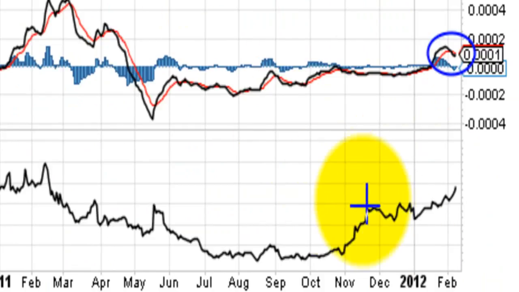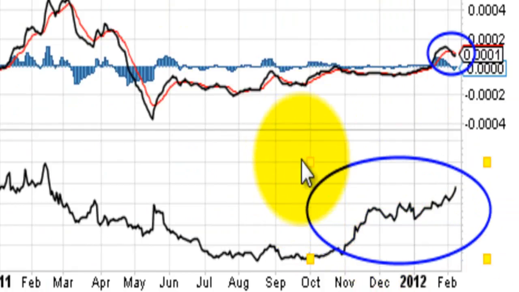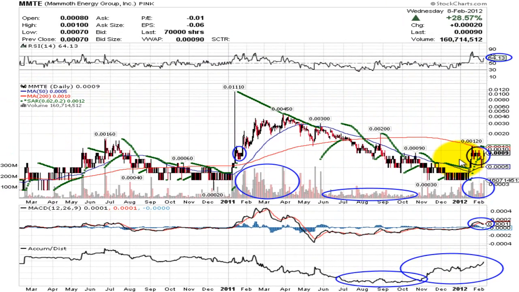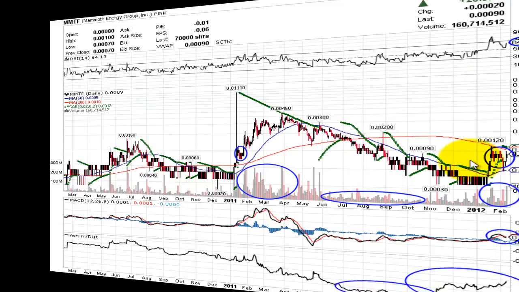Last thing I'm going to point out about MMTE is down here the accumulation. The accumulation continues to grow, and we can see down here when it was falling and got down to the bottom, of course, everybody started sucking up those shares again and holding them, as we obviously start making our way up. So again, this is MMTE.